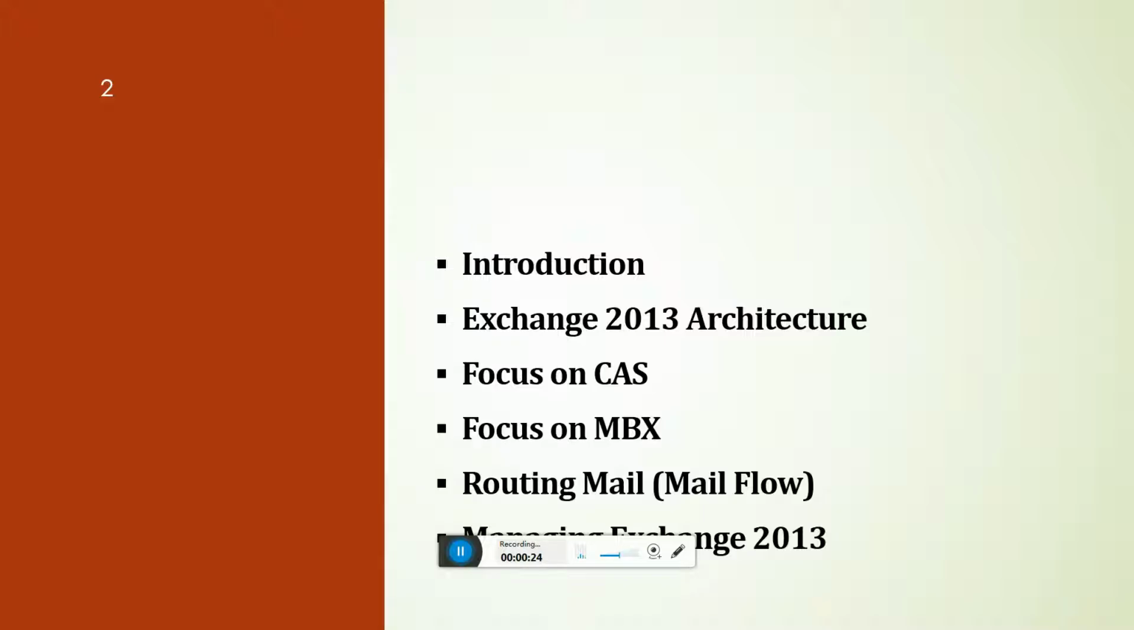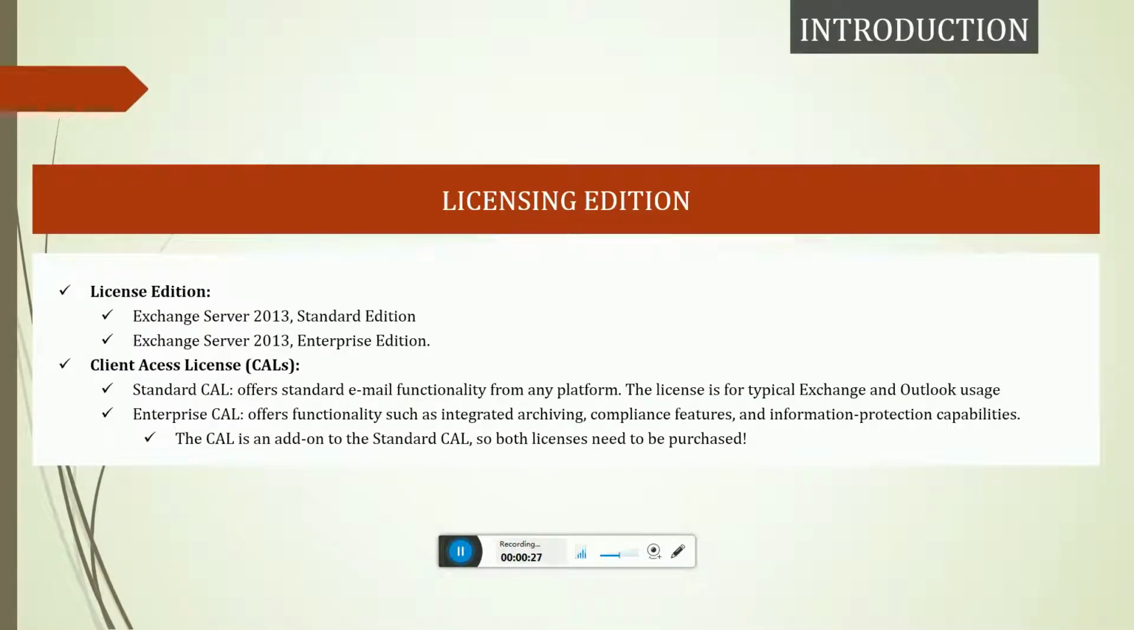Exchange Server 2013 license editions. Exchange Server 2013 is available in the standard edition and the enterprise edition. Client access licenses, CALs: the standard CAL offers standard email functionality from any platform, the license for typical Exchange Outlook usage. The enterprise CAL offers functionalities such as integrated archive, compliance features, and information protection capability. The enterprise CAL is an add-on to the standard CAL, so both licenses need to be purchased.